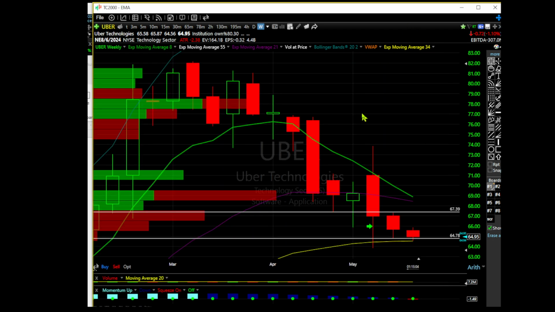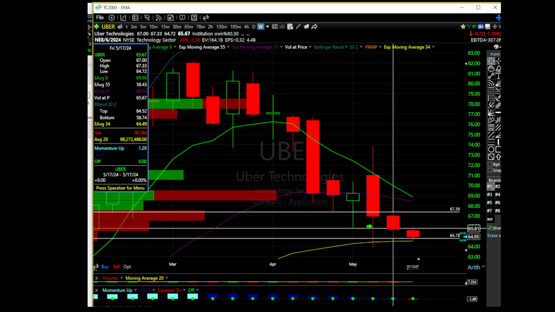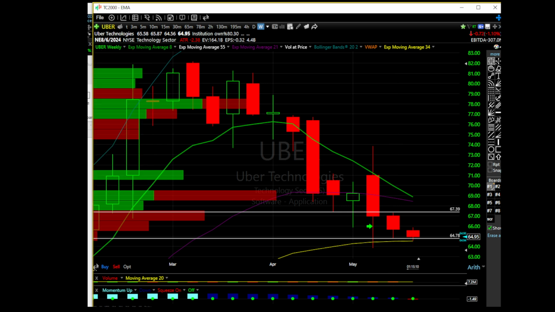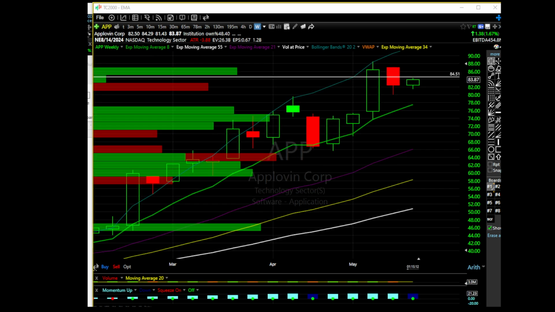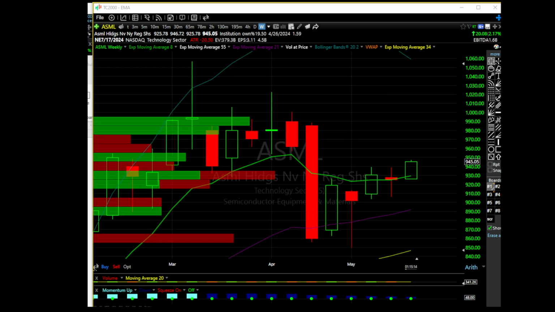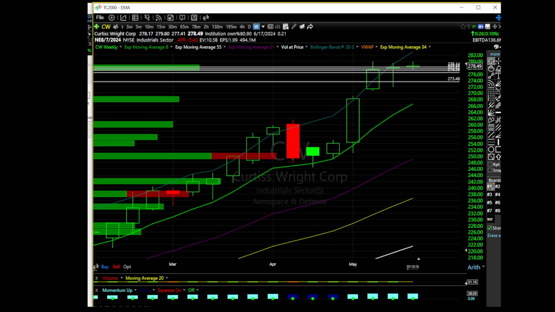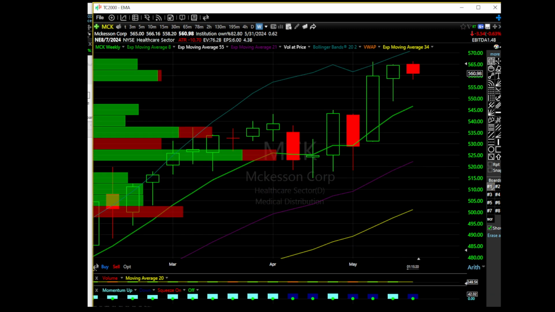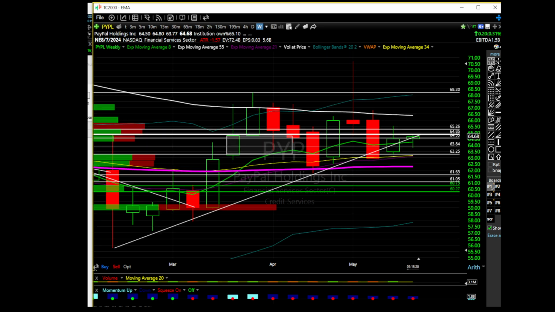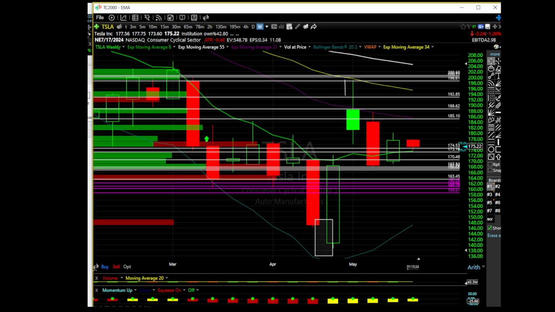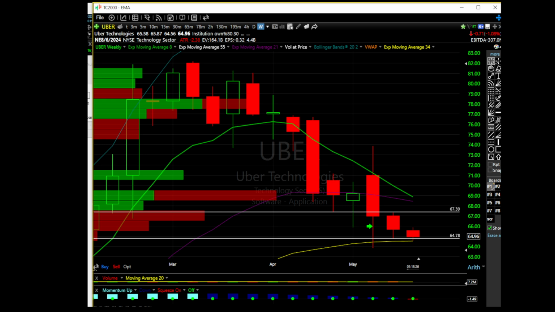So, to give you an example, Uber has triggered the inside candle down here, right? So that means you can go short. But you see some of these other ones, this one's triggered it up, this one still inside. This one, it triggered it up early this morning. PayPal still inside. Tesla still inside. So you've got a couple plays that have triggered to the up or to the downside.